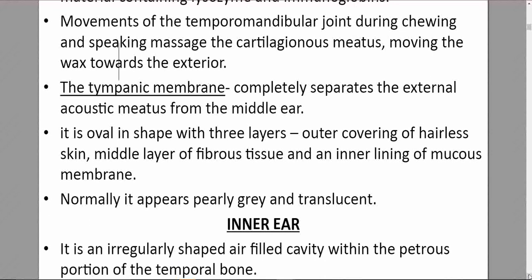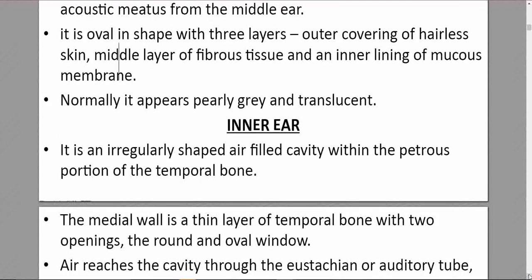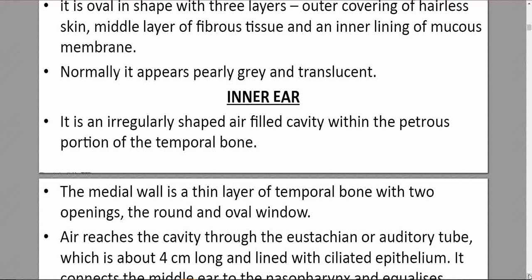Another interesting part is the tympanic membrane, completely separating the external acoustic meatus from the middle ear. So it is the last point of the external ear. It is oval in shape with 3 layers: outer covering of skin, middle layer of fibrous tissue, and inner lining of mucous membrane. Normally it appears pearly gray and translucent.